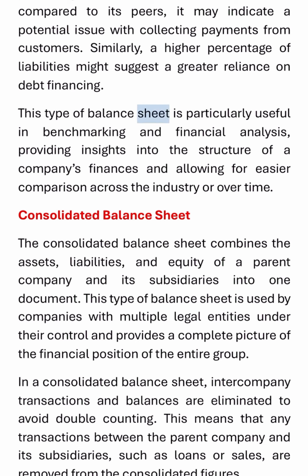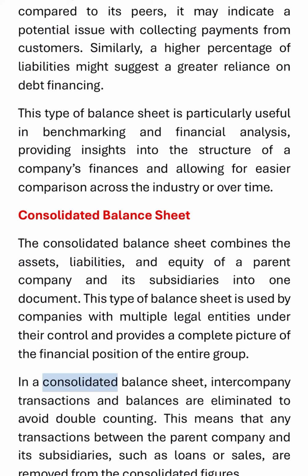This type of balance sheet is particularly useful in benchmarking and financial analysis, providing insights into the structure of a company's finances and allowing for easier comparison across the industry or over time. Consolidated balance sheet. The consolidated balance sheet combines the assets, liabilities, and equity of a parent company and its subsidiaries into one document. This type of balance sheet is used by companies with multiple legal entities under their control and provides a complete picture of the financial position of the entire group.